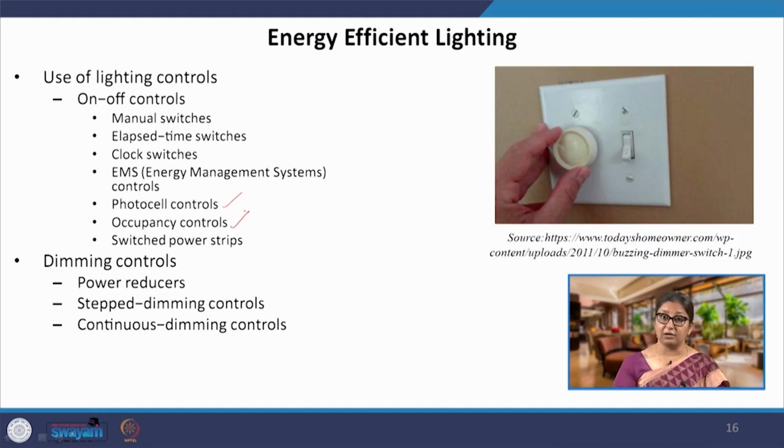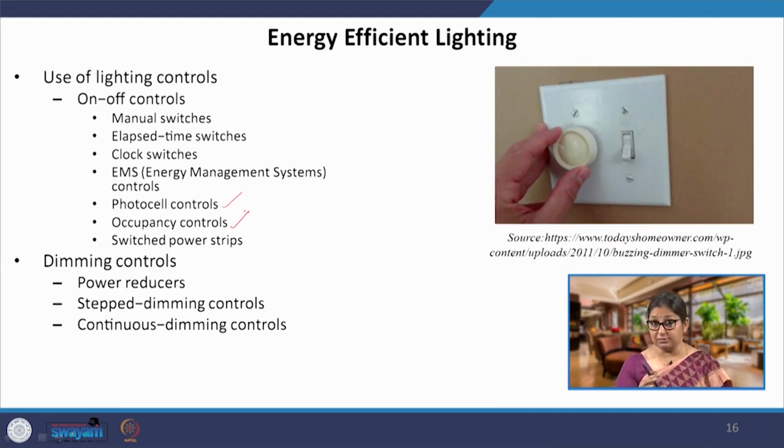So, we can have an occupancy sensor as well as a photo sensor. Even when there is occupancy, the light will not turn on if the photo sensor tells that there is enough light in the space. Even indoors we can have photo sensors sensing how much light is coming from the windows, plus the occupancy. So, multiple sensors can be put together. So, we have these controls.